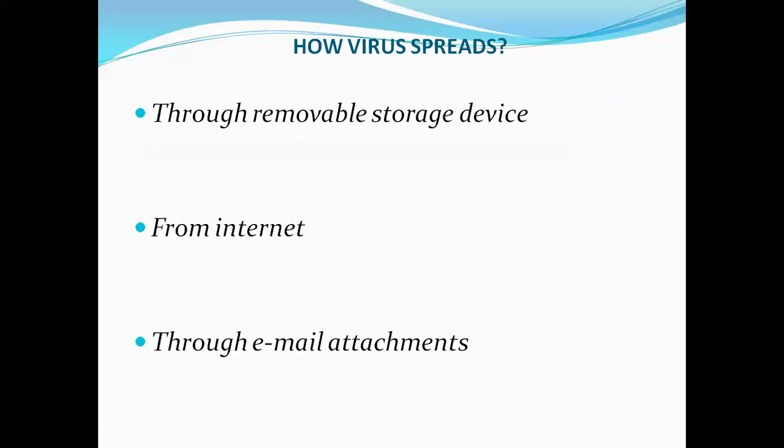Now, basically the question arises that, okay, a virus is there, but what is the reason that this virus is spreading? How does this virus spread? So actually there are three main reasons which will tell us how the virus is spreading all over the system. Okay, so the very first reason is through removable storage devices. Do you know what a removable storage device is? You have studied it in the first lesson. That is a flash drive. Yes, the pen drive.